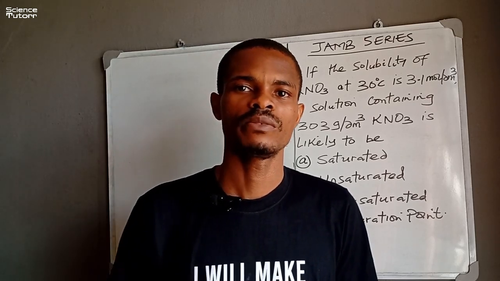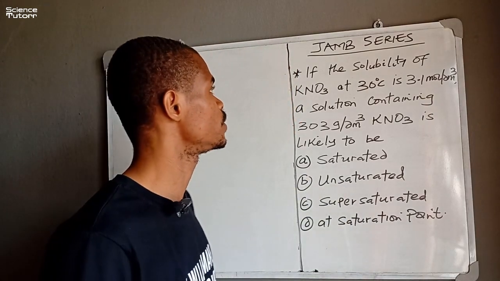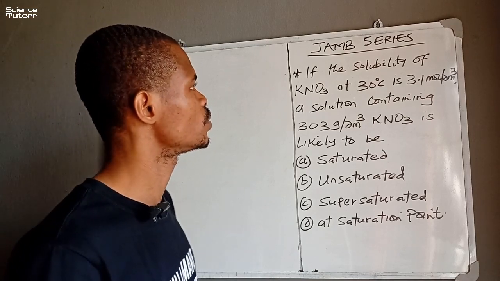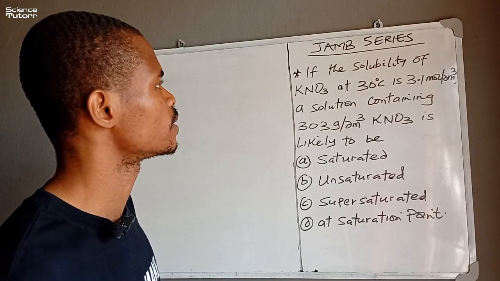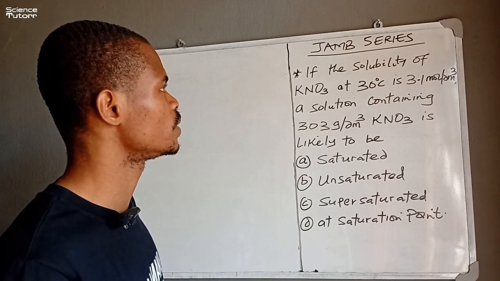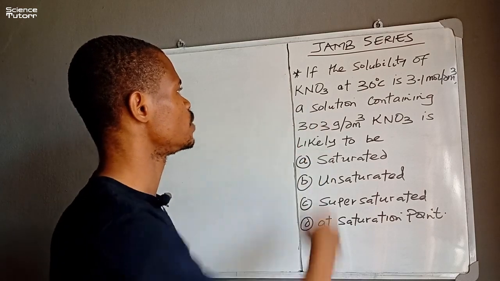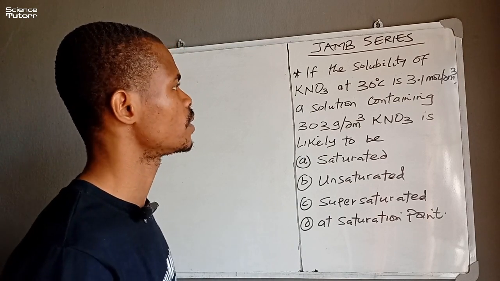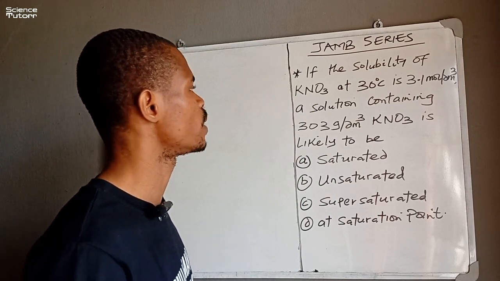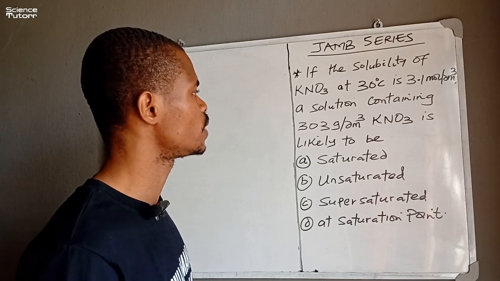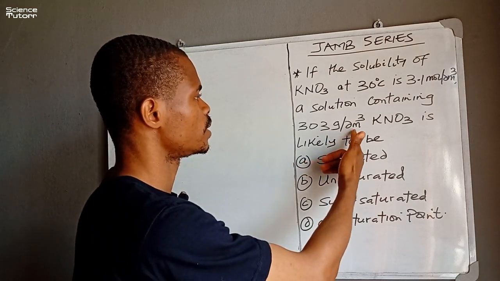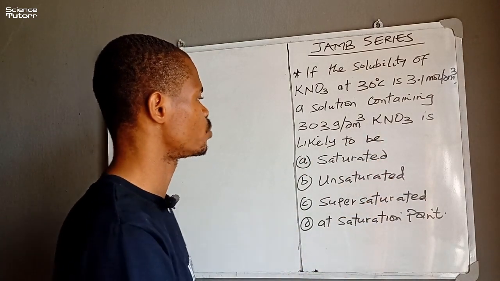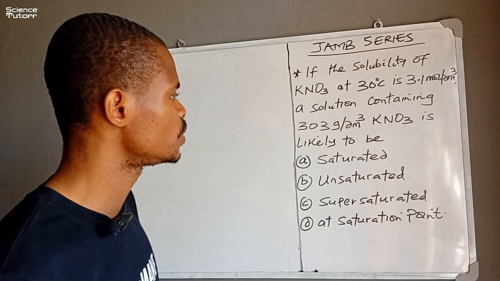In this video we shall be taking a problem from JAM series. Specifically, this is from the topic water, solubility and solutions. The question says, if the solubility of KNO3, which is called potassium trioxonitrate 5, at 30 degrees Celsius is 3.1 mole per dm3, a solution containing 303 gram per dm cube potassium nitrate is likely to be. We are provided with a series of options A to D to choose from.